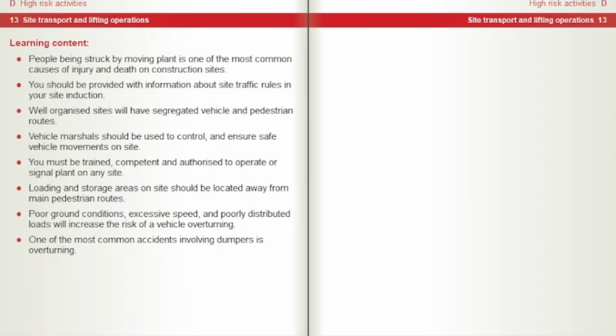You must be trained, competent and authorised to operate or signal plant on any site. Loading and storage areas on site should be located away from main pedestrian routes. Poor ground conditions, excessive speed, and poorly distributed loads will increase the risk of a vehicle overturning. One of the most common accidents involving dumpers is overturning.